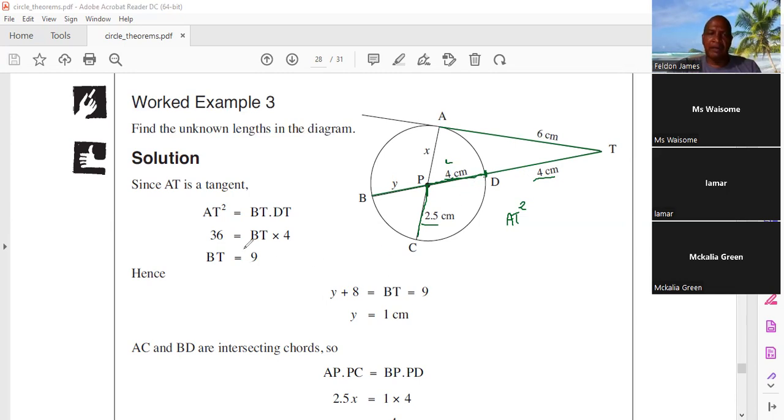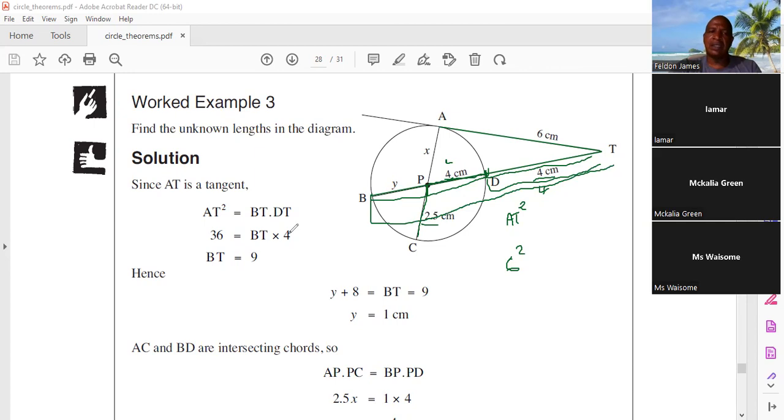But let us look at what they have as a worked example. They say that this square, which is 6 squared, is equal to 4 times BT. Now, BT would be the entire length of all of this, right? But they have 4 out here. So they are saying that this length is 4. So it would be 4 times the entire length. And the entire length would be what? BT. So now 4 times BT.